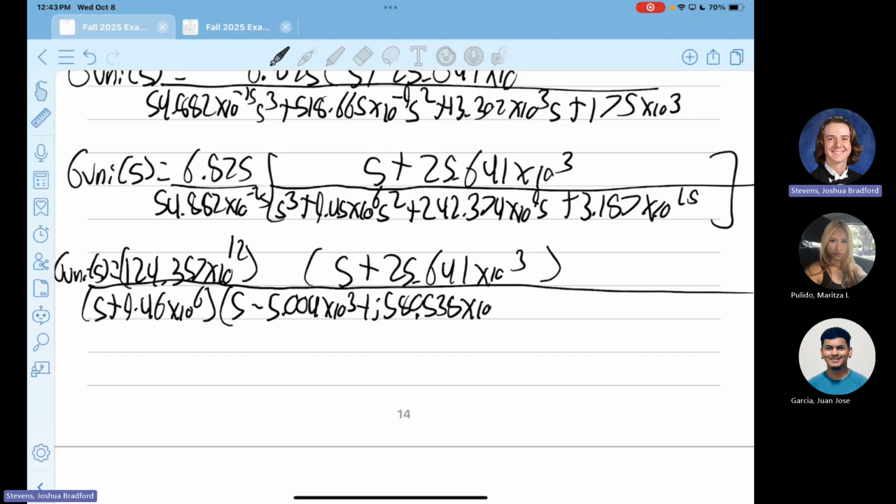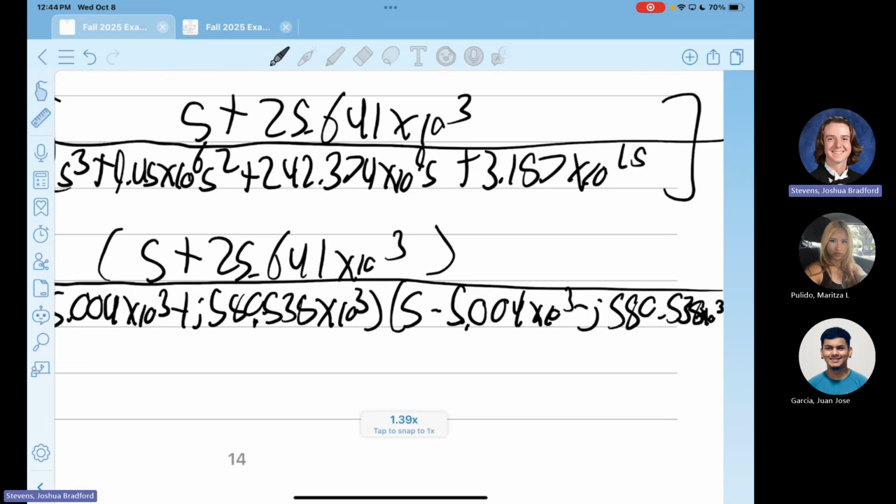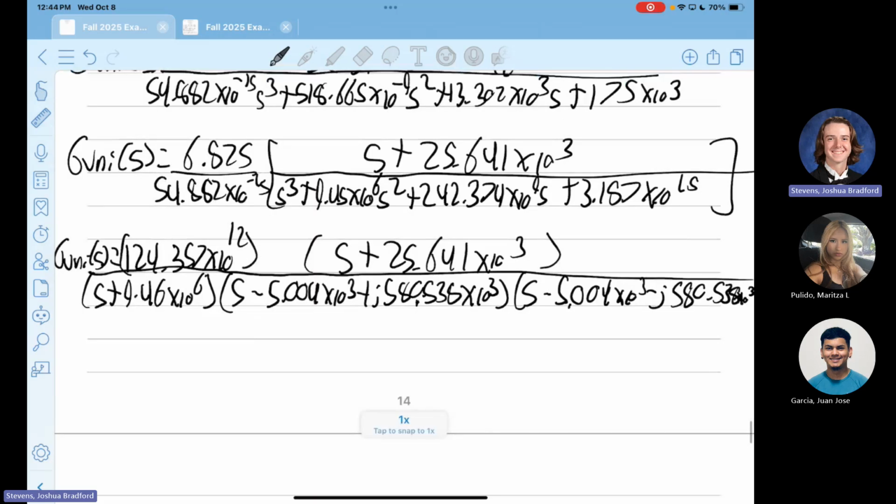9.46. Right there, times 10 to the third, times S minus 5.004 times 10 to the third minus J 580.538 times 10 to the, well, I'm getting into that. Sorry. 10 to the third times 10 to the third.